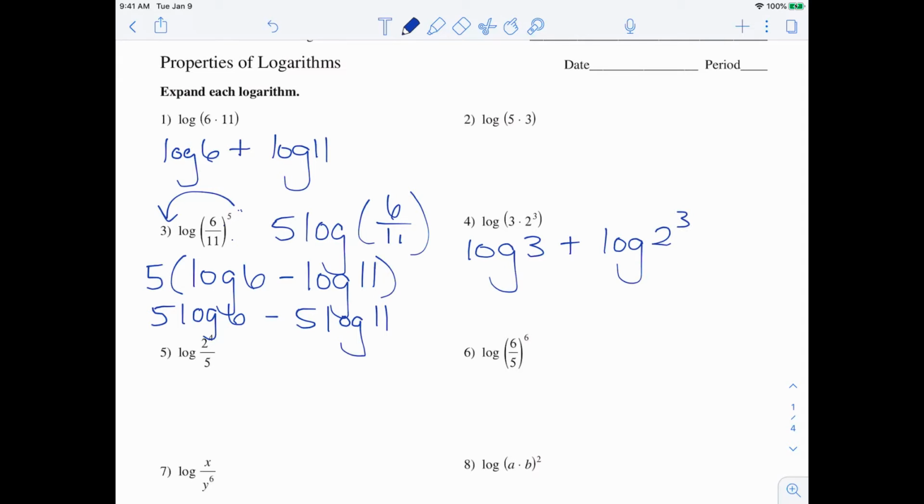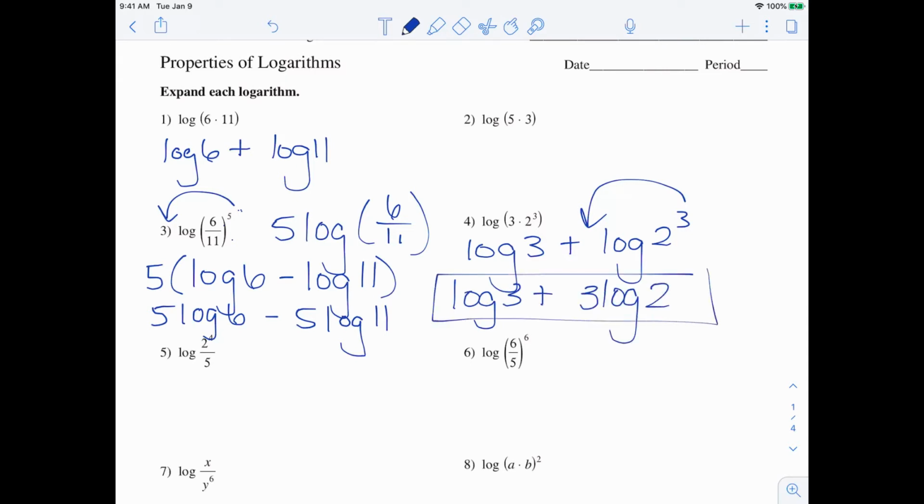Now I have an exponent only on the 2, so this 3 will become a coefficient in front of just the log of 2. So we end up with the log of 3 plus 3 times the log of 2, and then that is our final answer.